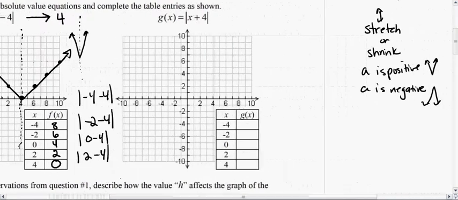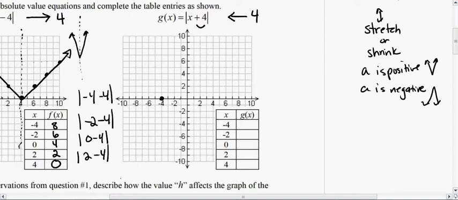g of x equals the absolute value of x plus 4. And here again, I'm adding inside the absolute value bars, so I know I'm going to be shifting the graph to the left or to the right. Because I'm adding 4, I'm going to shift the graph to the left 4 units. So I know my graph is going to be over here to the left.